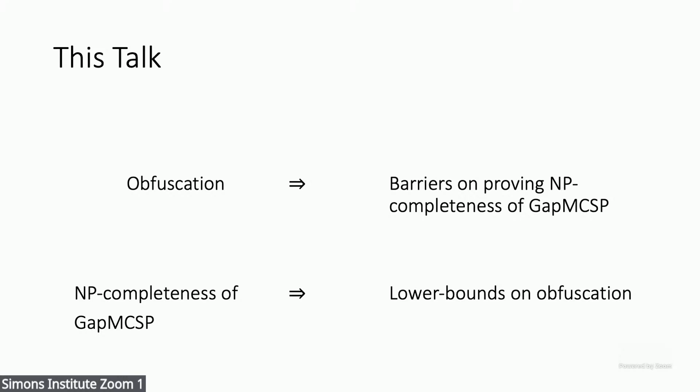So what I want to emphasize is that this connection between meta-complexity and cryptography gives us a pure result in cryptography that doesn't talk about meta-complexity at all. And I think it's interesting. So let me talk about this problem, gap MCSP.